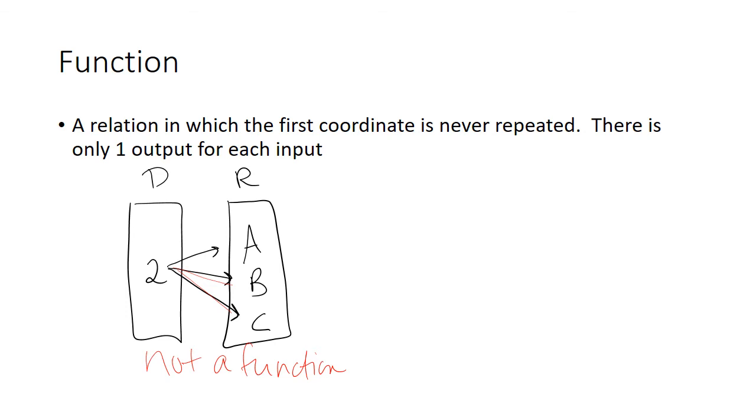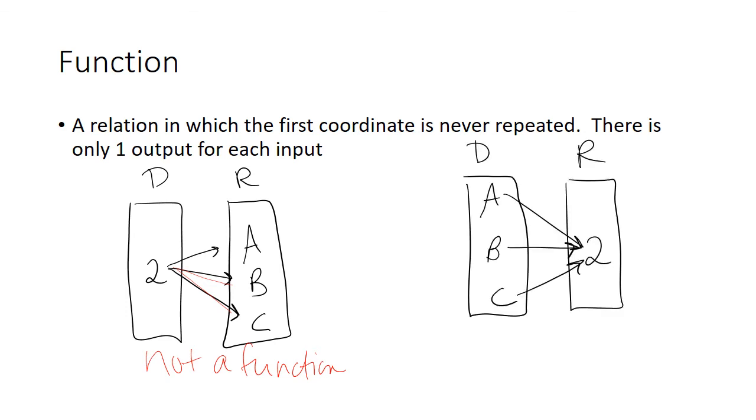because our first coordinate would be repeated 3 times. In this case, if we knew what letter you were putting in, that only corresponds to one range. So my A is only used once, my B is only used once, and my C is only used once. It's totally okay that our range is used 3 times. As long as your domain is only used once, then it is a function.